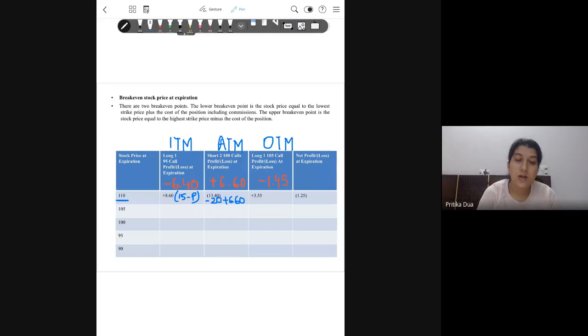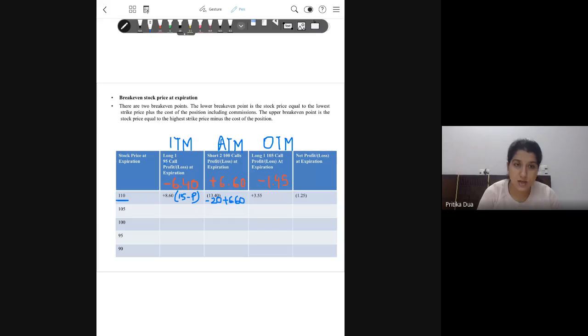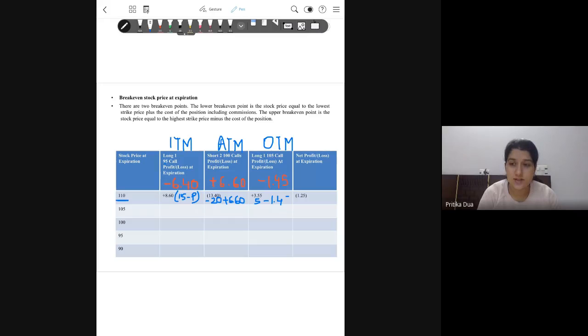After that, the 105 call option you are holding will be exercised. Benefit क्या है? 5 rupees का आपको profit हो रहा है, because when others are buying the share at 110, you are getting the share at 105, but for this you have paid a premium of 1.45. So your net profit is 3.55. When you add all the three, you get a net loss of 1.25. Okay, this is the first case.